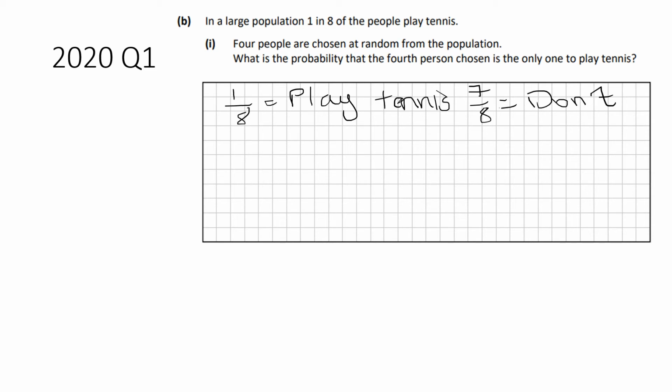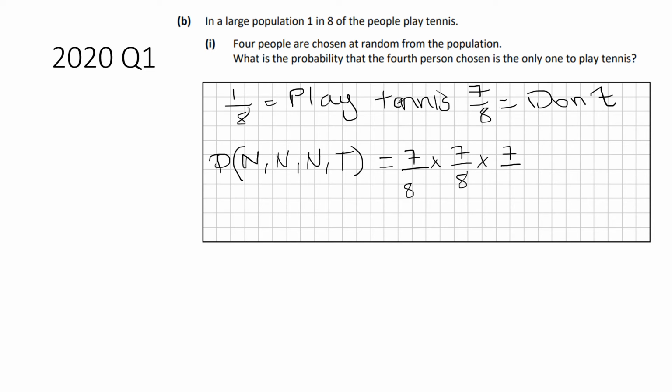So you've got 4 people chosen, and the 4th person chosen is the only one to play tennis. That means that the first person doesn't, the 2nd person doesn't, the 3rd doesn't play tennis, but the 4th one finally does. So it's not and not and not and does. So we're going to fill in the probabilities for doesn't. So that's 7/8. Probability of the one who doesn't, which is 7/8 again.